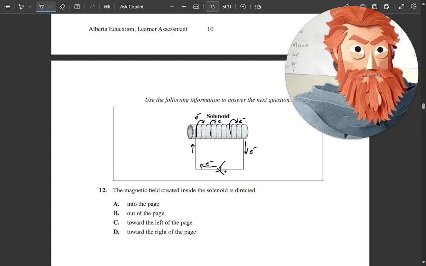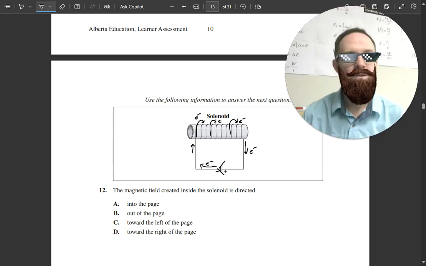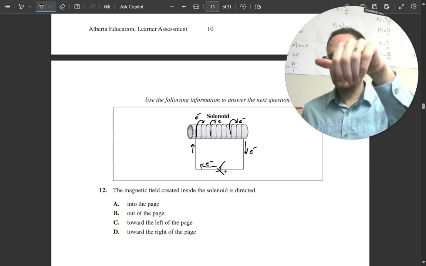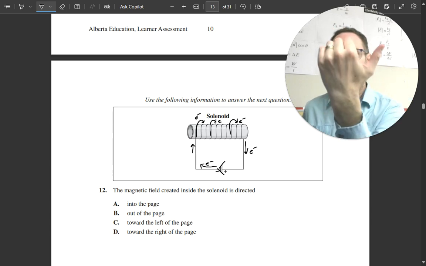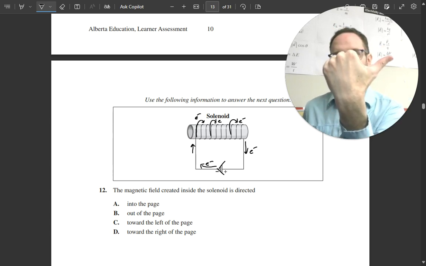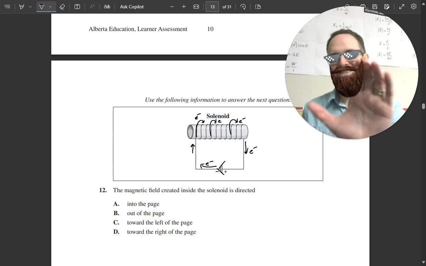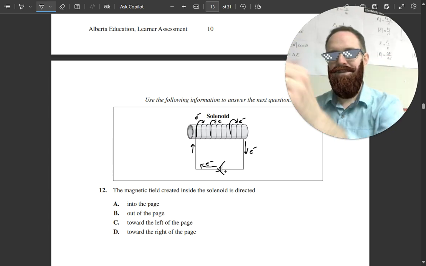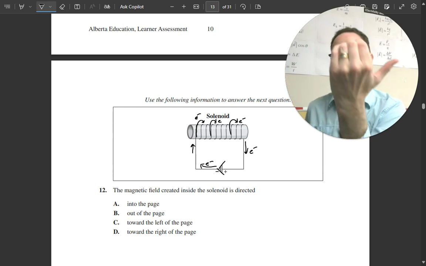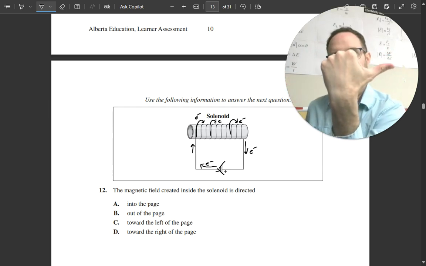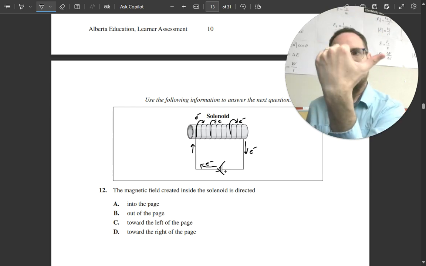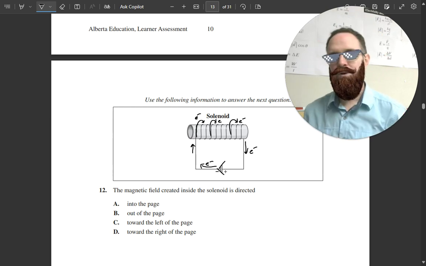Just 1 second. I'm just going to change this so I can actually do this. Okay. So I'm going to use my hand rule. I'm going to make sure my fingers curl in the way that the electrons are going, and then I'm going to be using my left hand, my thumb is going to be pointing towards where the north is.